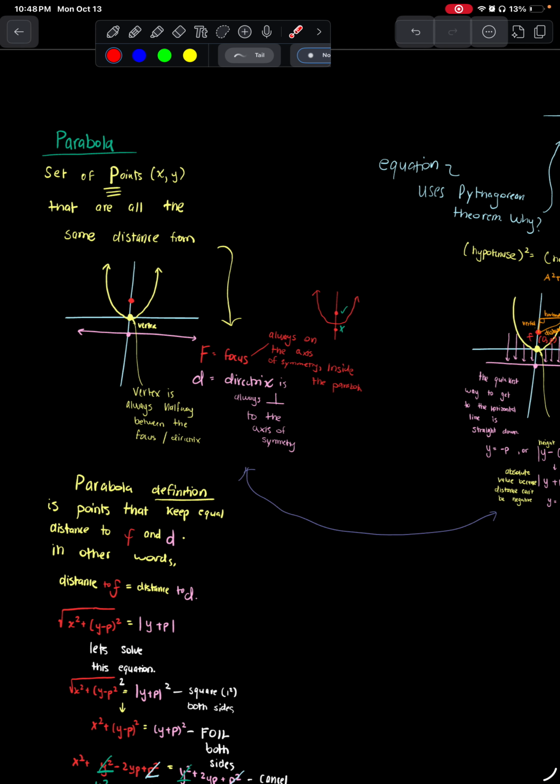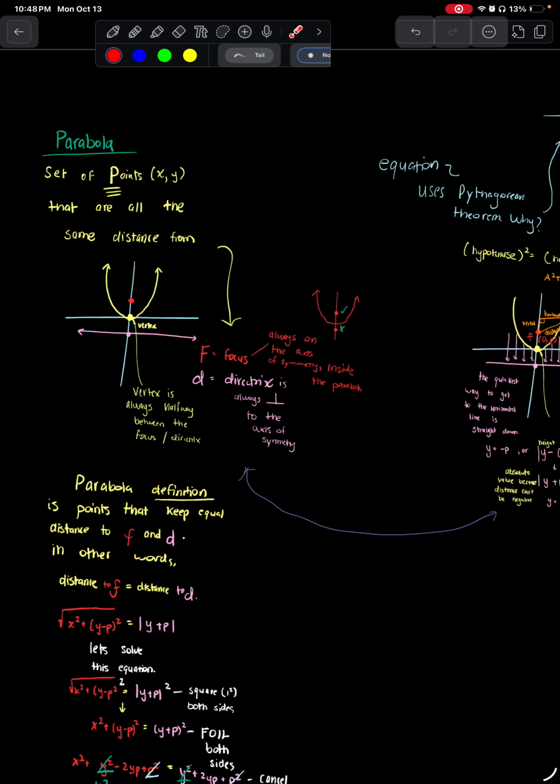And the vertex is always halfway between the focus and directrix. So let's say if I made my parabola right here, and the vertex is right here, then the directrix would be right here, and the focus would be right here. But the distance would always be the same, between here and here. It would always be the same.